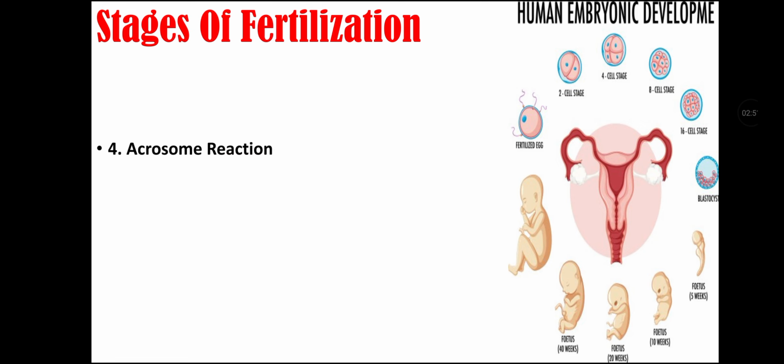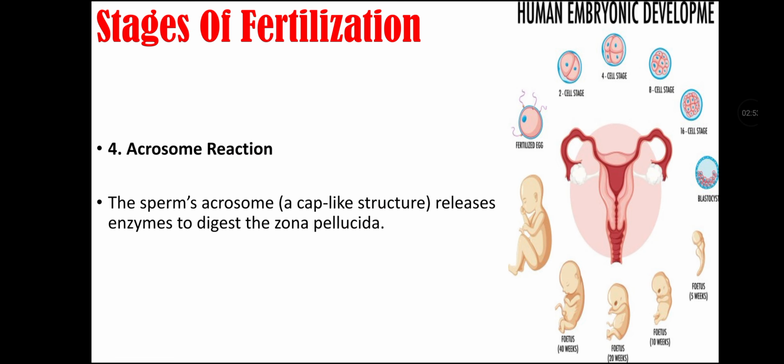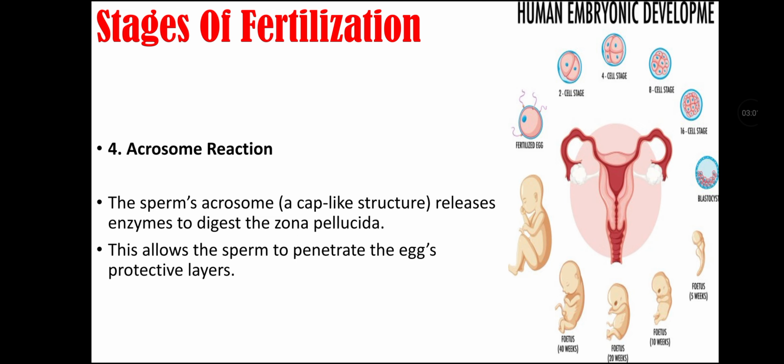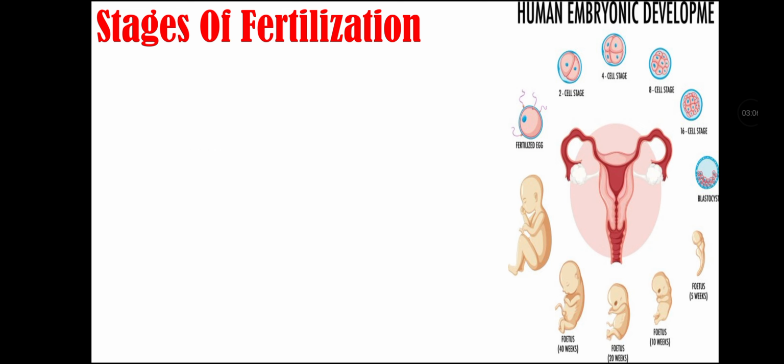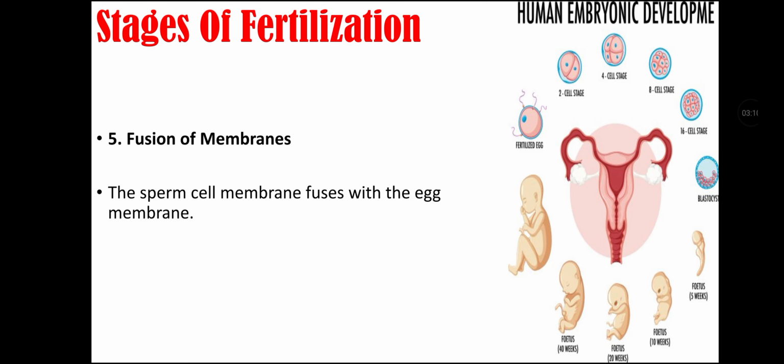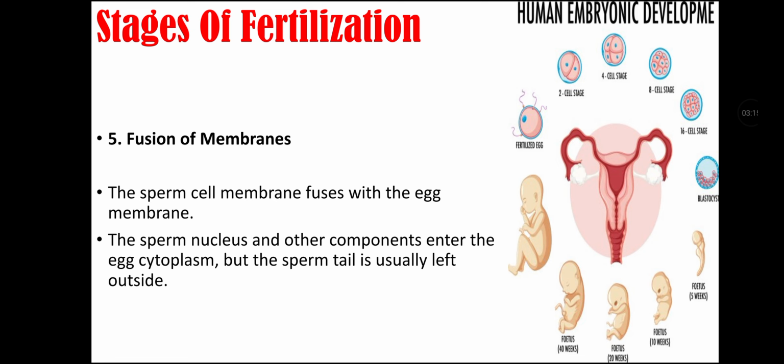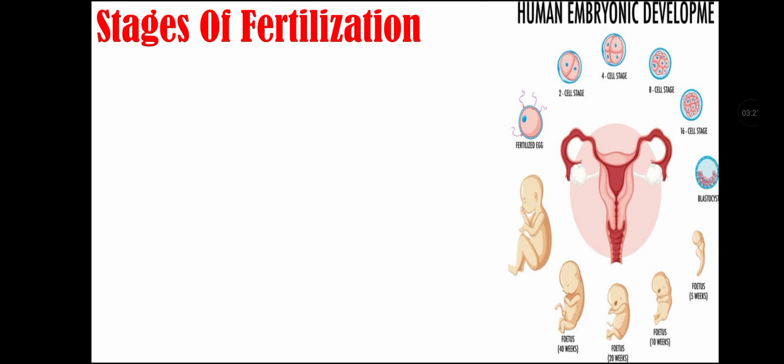Next stage of fertilization is acrosome reaction. It is when sperm acrosome, that is a cap-like structure on the sperm, releases enzymes to digest the zona pellucida. This reaction allows the sperm to penetrate the egg's protective layer. Then there is fifth stage of fertilization, that is fusion of membrane. It is when sperm cell membrane fuses with the egg membrane and the sperm nucleus and other components enter the egg cytoplasm, but sperm tail is usually left outside.